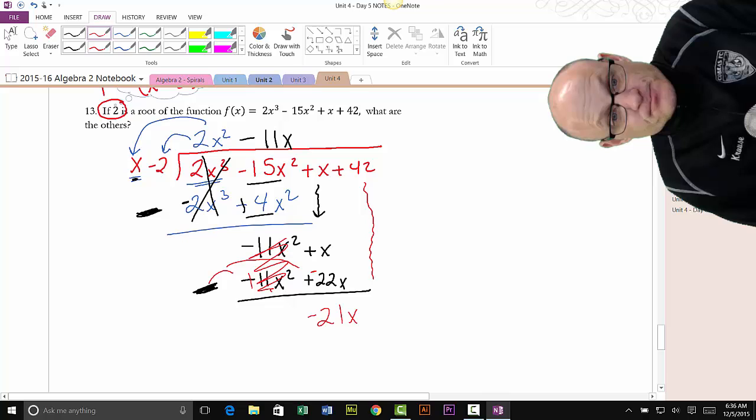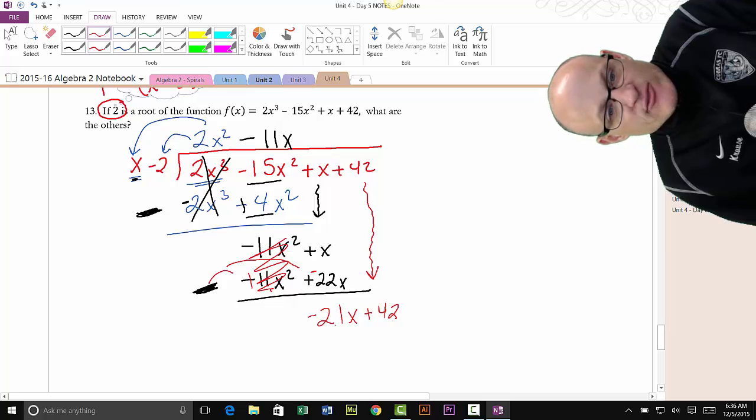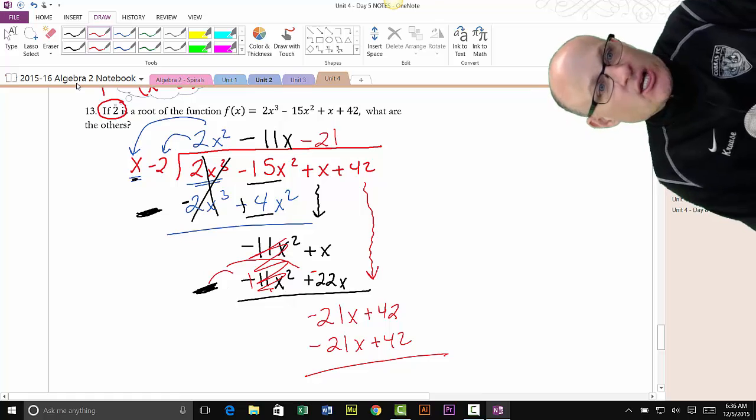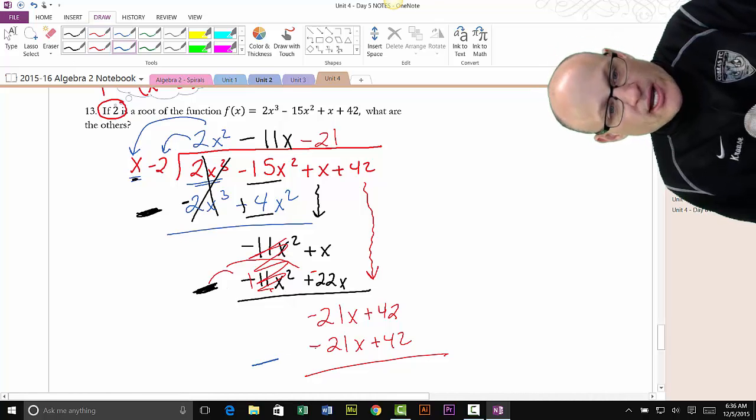Bring her down, and I get plus 42. So divide negative 21x divided by x, I get minus 21. Multiply, negative 21 times x is negative 21x, and negative 21 times negative 2 is positive 42. And I'm so happy, because when I subtract these, subtract goes to plus.